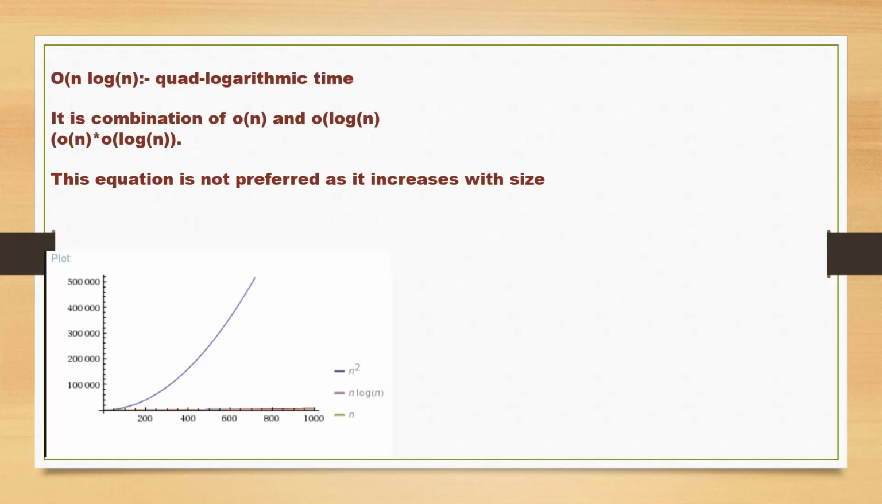The next one is O of n log n. This is quasilinear or linearithmic time. It is a combination of order of n and order of log n. That is order of n multiplied by order of log n. You know what is order of n, you know what is log of n. So we can say that it is not preferred because it gives very high values, as you can see in the graph, it increases as the number of elements increase. So this is not a preferred equation.